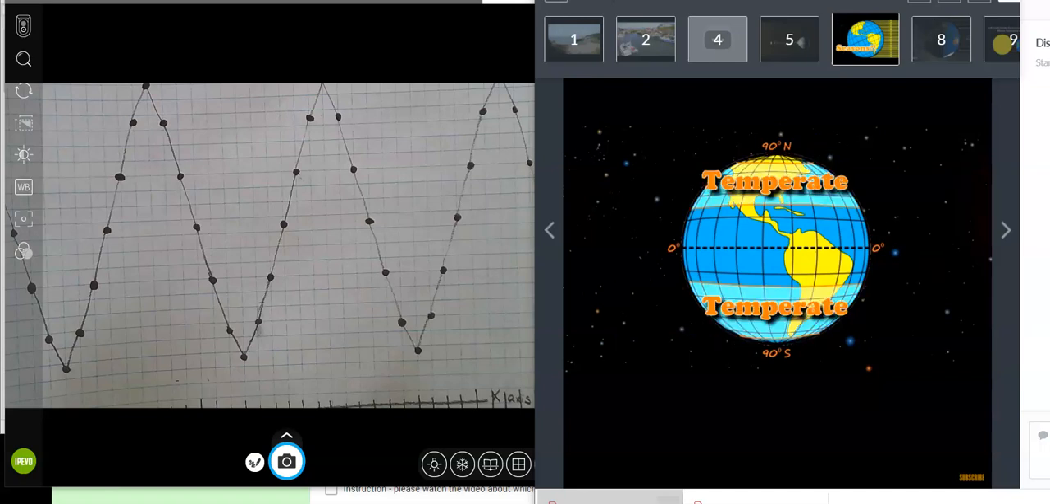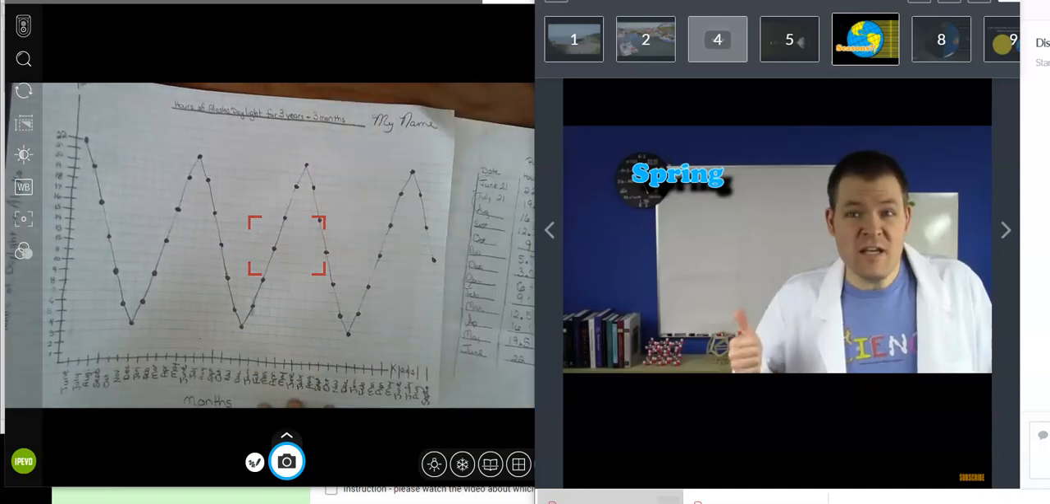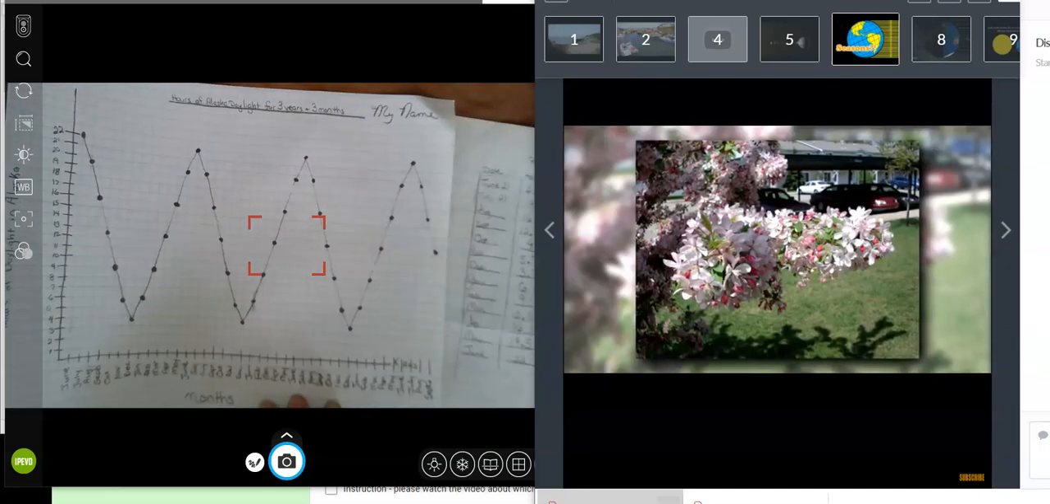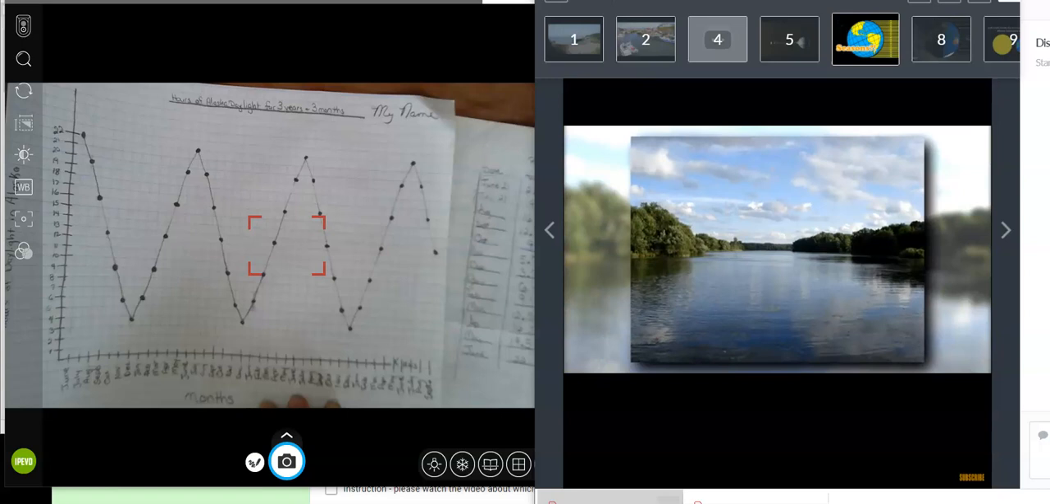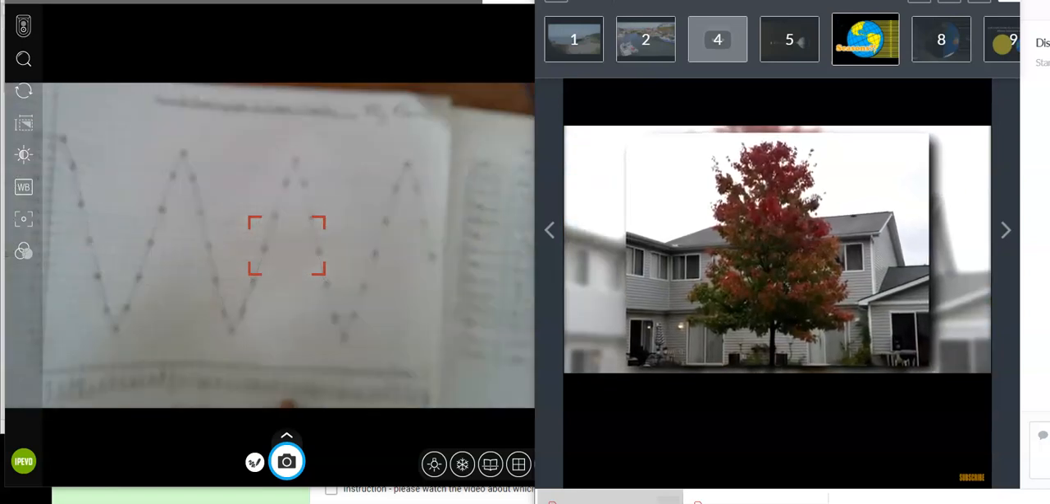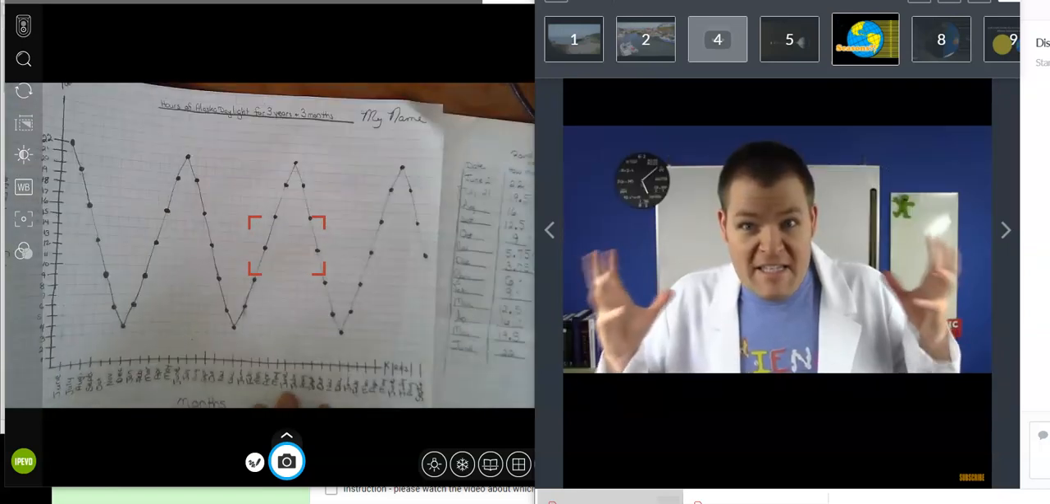In the temperate areas, though, you basically have 4 seasons. Spring, summer, fall, and winter. Plants bloom in the spring, it gets hot in the summer, trees lose their leaves in the fall, and it gets cold in the winter. But why? Why does this happen?